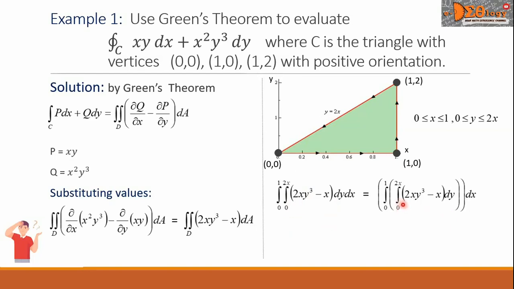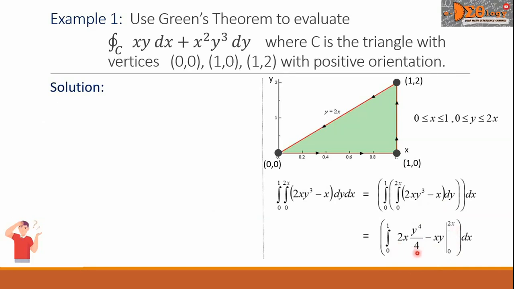So we have the integral of 2x y cubed minus x, with respect to dy. The integral of 2x y cubed dy is 2x times y raised to 4 all over 4, minus the integral of x with respect to y, which is xy. We will evaluate this from 0 to 2x.